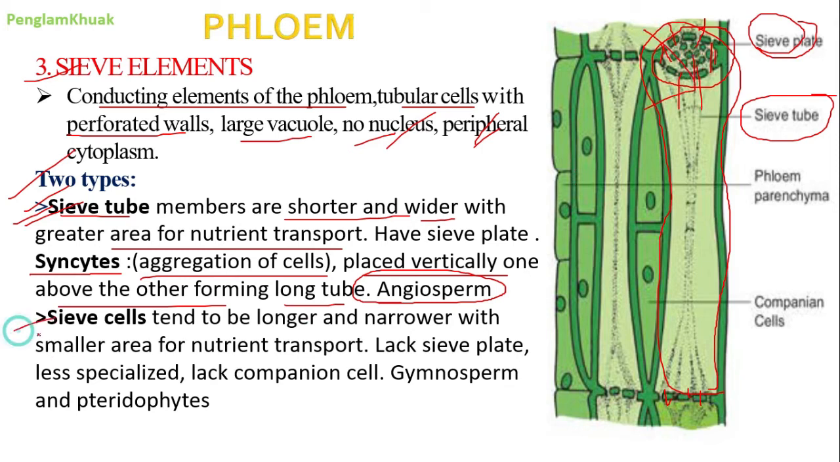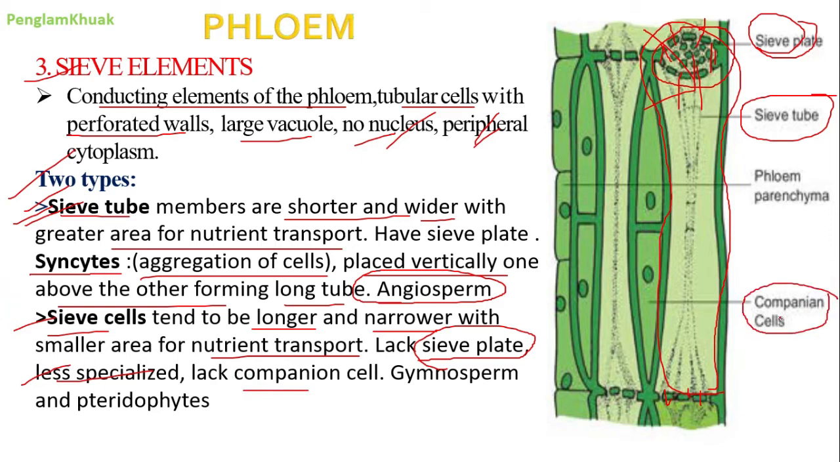Another term, that is sieve cells. These sieve cells will be longer and narrower. It is narrow with a smaller area for nutrient transport, and they will lack sieve plates. Sieve plates will be absent, and they will be less specialized, and they will lack companion cells. These companion cells will be absent in the sieve cell.